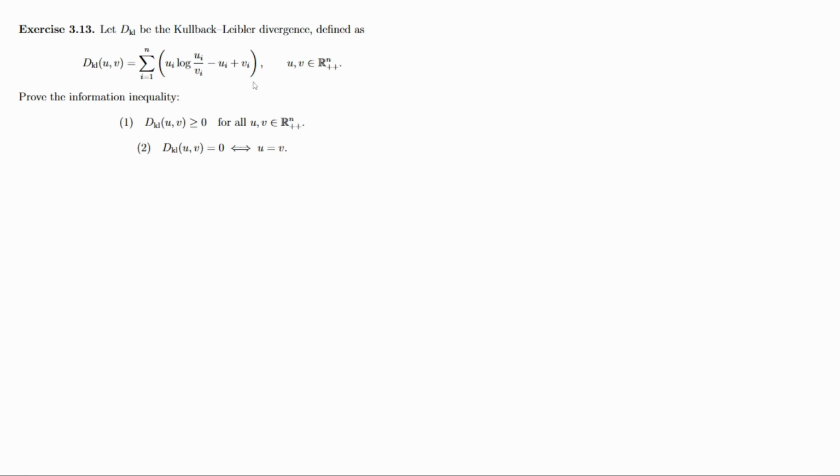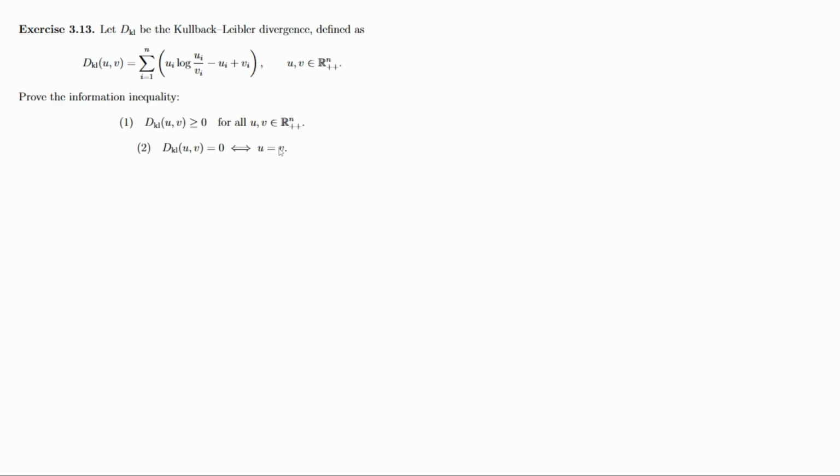Okay, and then what we want to do is prove that this function is greater than or equal to 0 for all u and v in the positive vector space. The second thing we want to prove is that this function is equal to 0 if and only if u is equal to v. If you've taken any ML course, you've probably seen this stated as a fact. It's used to justify cross-entropy loss, and it shows up in a lot of places, but you've most likely never seen it proved. So that's what we're going to do today.